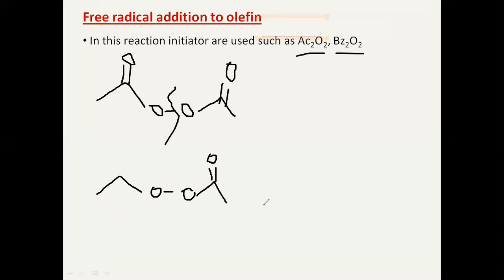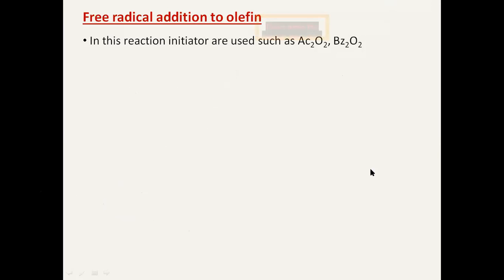Here we have a phenyl ring, and here also we have. So any one of them can be used. In polymer chemistry, polythene preparation, or many types of polymer formation, we generally use this benzoyl peroxide as an initiator. In olefin reactions, we use benzoyl peroxide as a chain initiator.